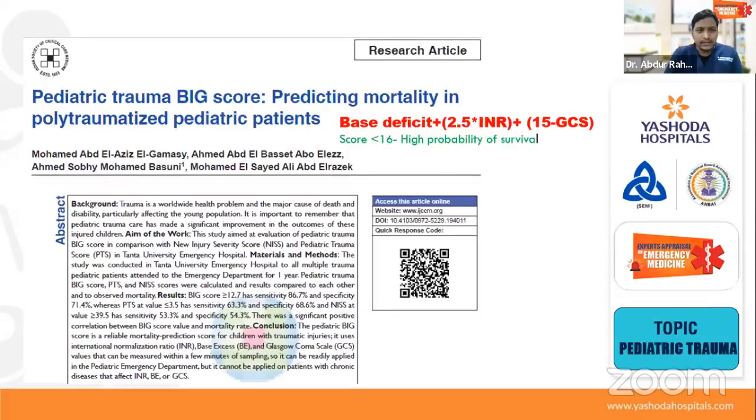And this is an article. This is showing a pediatric trauma BIG score predicting mortality in polytraumatized pediatric patients. This score takes variables like base deficit, INR, and GCS. So how to calculate? Base deficit plus 2.5 into INR plus 15 minus GCS. So if the score is less than 16, there is a high probability of survival of the pediatric trauma patient. So this score was introduced to decide whether to treat the patient here or to refer the pediatric patient to a higher and specialized trauma center.